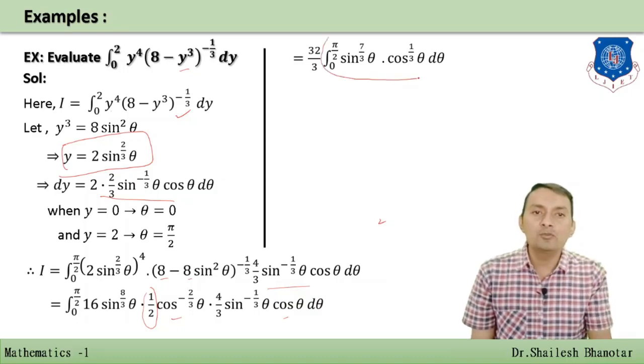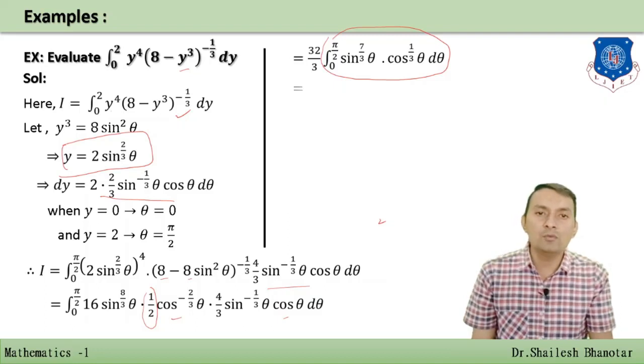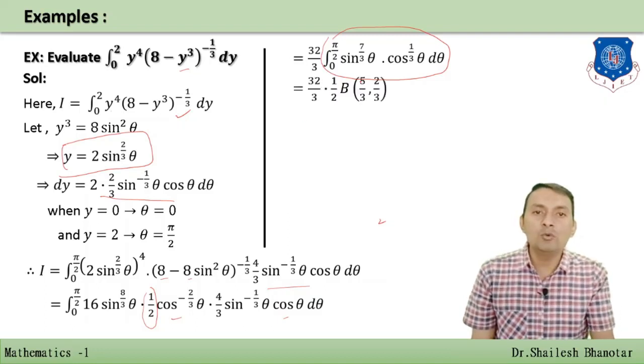Again, as usual, I have to apply the property of the beta function. So what I will get is 1 by 2 into beta of p plus 1. This is our p, so p plus 1.